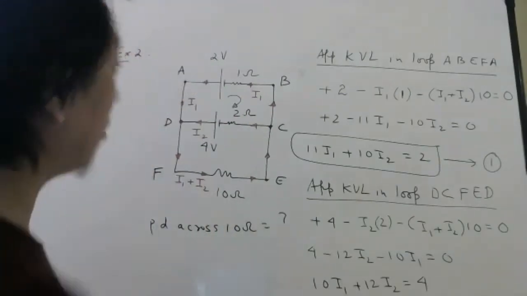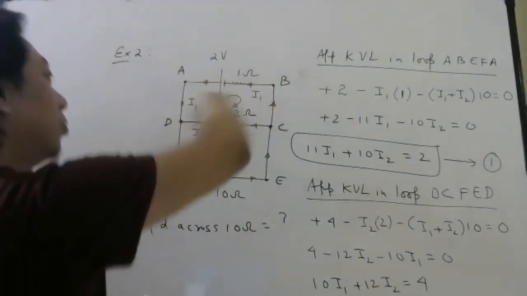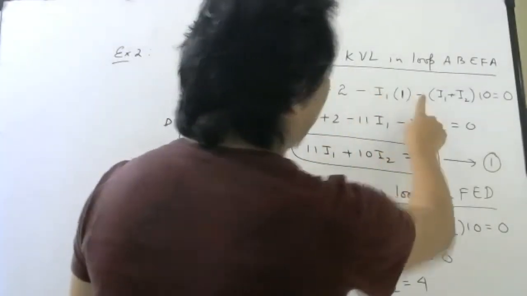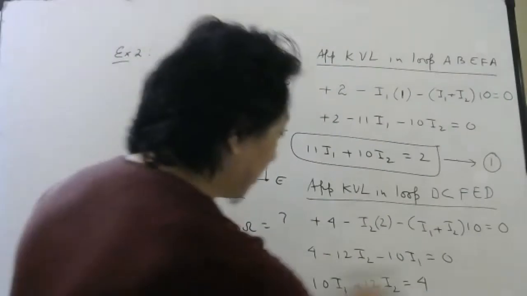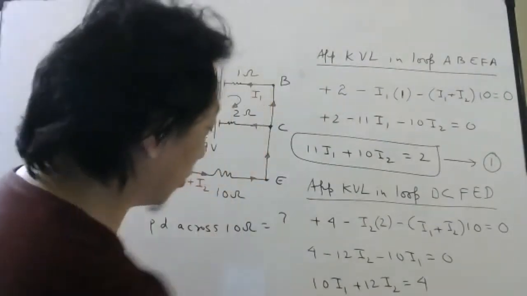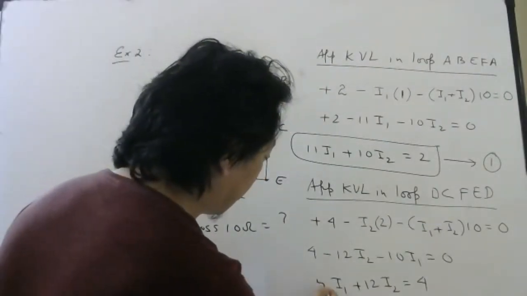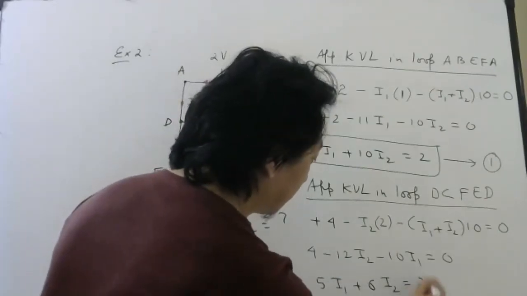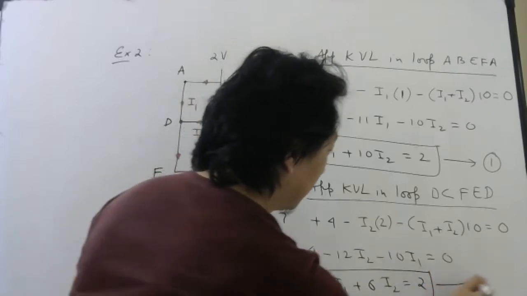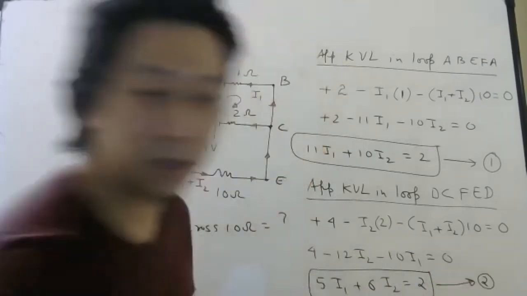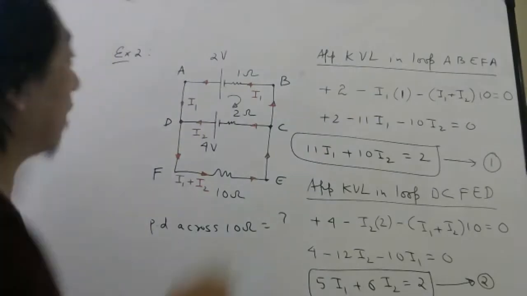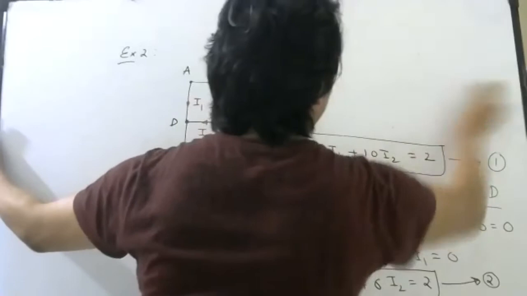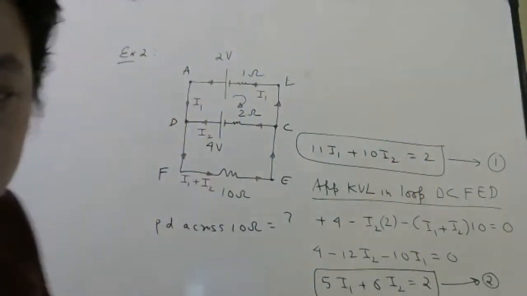And those students who want to move this way, do it. If you move this way, you will get here minus, here plus, same answer. So if I simplify this, if I divide by 2 both sides, this will be 5, this will be 6, and this will be 2. Equation number 2. Right? So now you know how to solve 2 equations. Yes or no? Simultaneous equations you can solve.